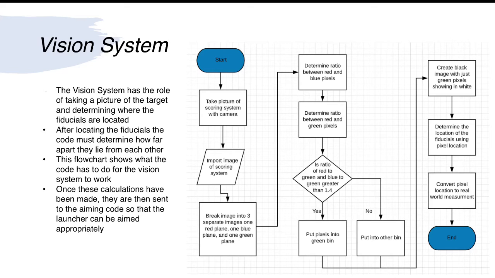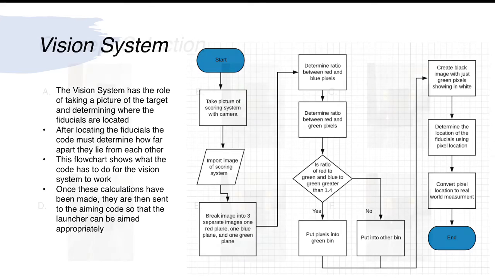So, for my first slide, I had the flowchart of the code that would be able to identify where the fiducials are and create an image which is all black except for the fiducials, which are white circles. And then it would be able to determine how far apart those fiducials are in a real-world measurement. Once these calculations have been made, they can be sent to the aiming code so that the launcher can be aimed appropriately.